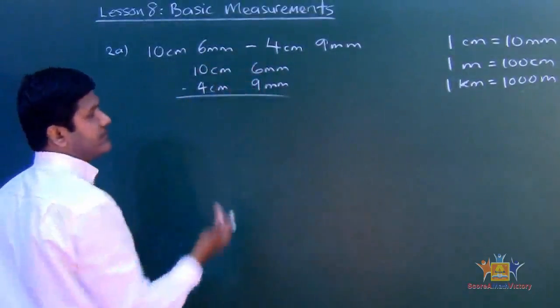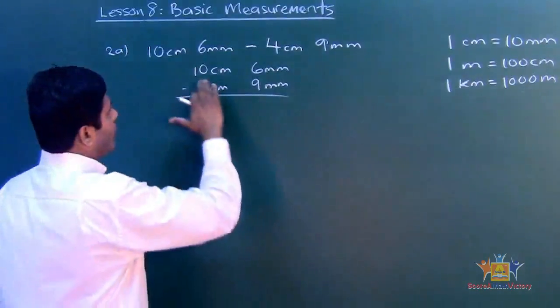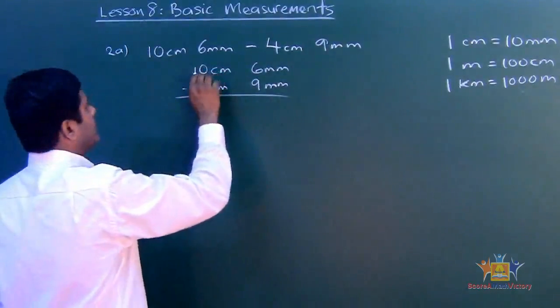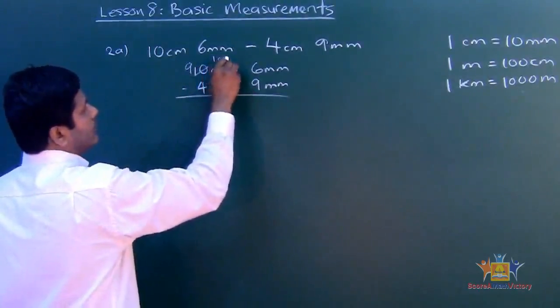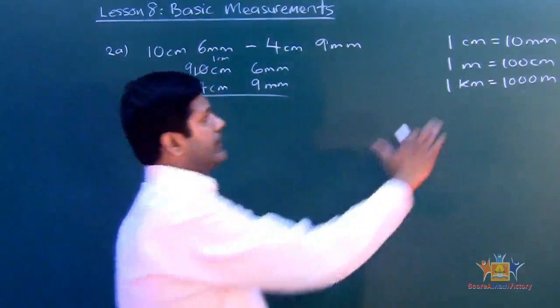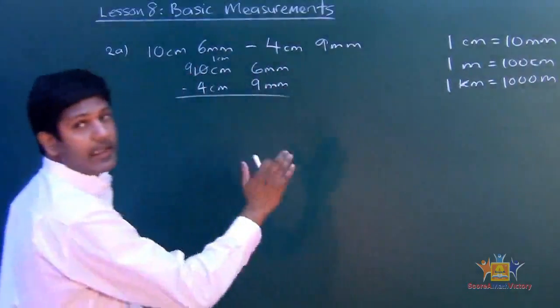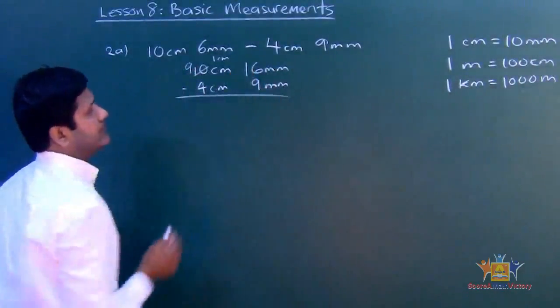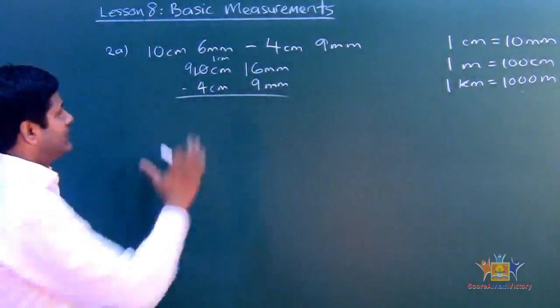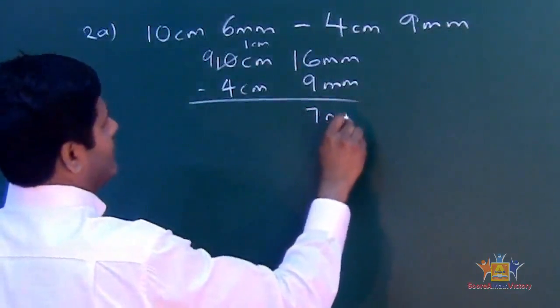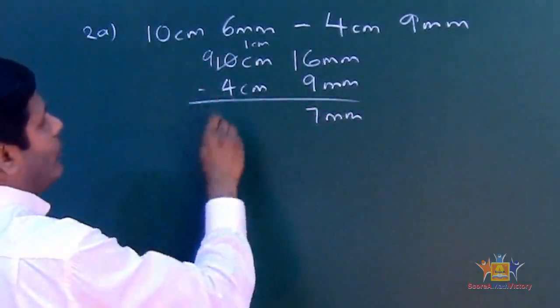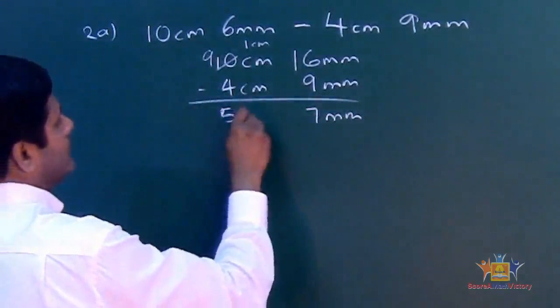So 6 minus 9, I can't, so I have to borrow from 10. 10 becomes 9, and 1 centimeter equals how many millimeters? 10. So I'm going to add the 10 to 6, it becomes 16. See that? So 16 minus 9 is what? 7. 7 millimeters. Now 9 minus 4, 5 centimeters.